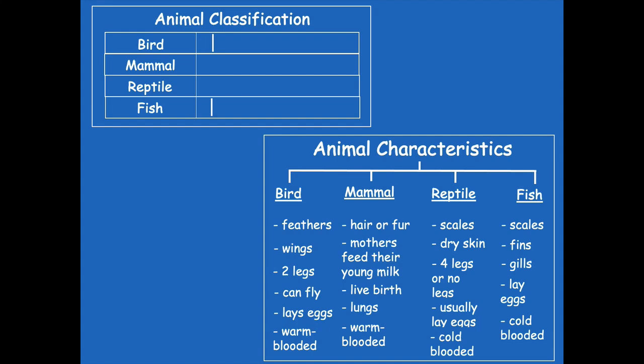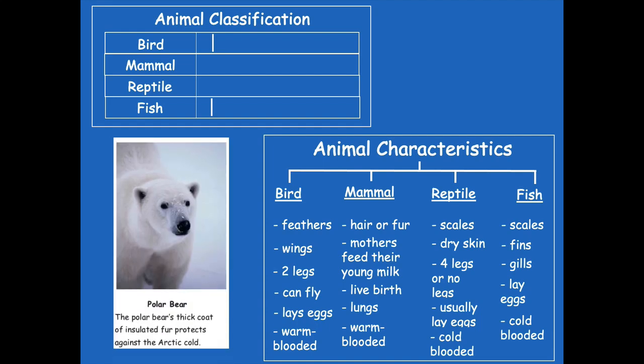Okay, here's our next one. Ooh, a polar bear. The polar bear's thick coat of insulated fur protects against the Arctic cold. So friends, is it a bird, a mammal, a reptile, or a fish? Look at those characteristics.